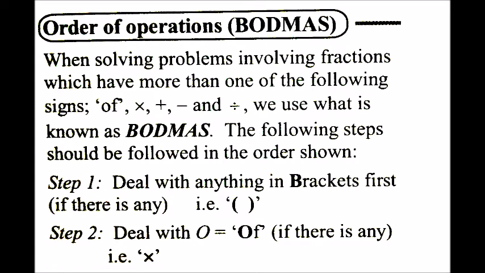Two, deal with O, that is equal to of, if there is any. That is multiplication. When you say of, it means multiplication. So after the bracket, of. When you see of, deal with the of first before you get to the multiplication.